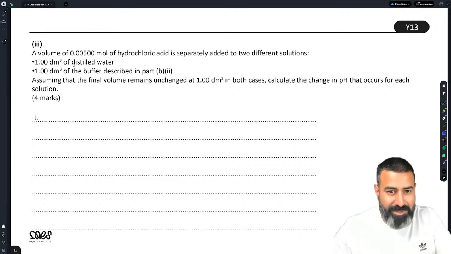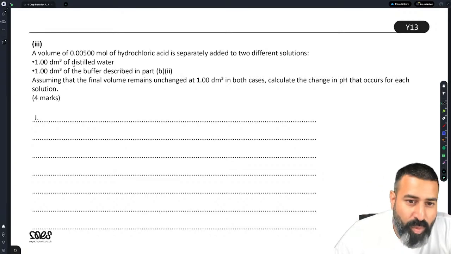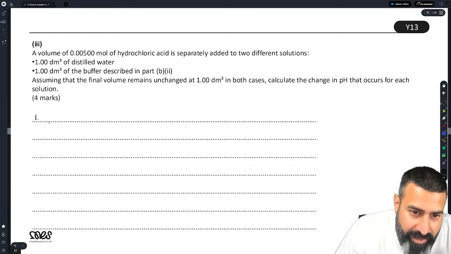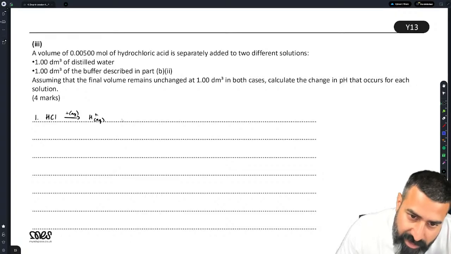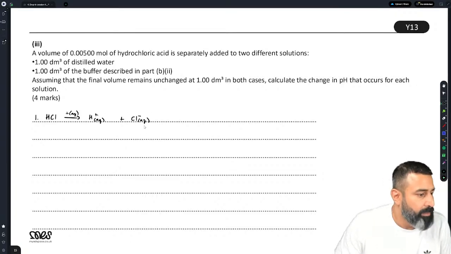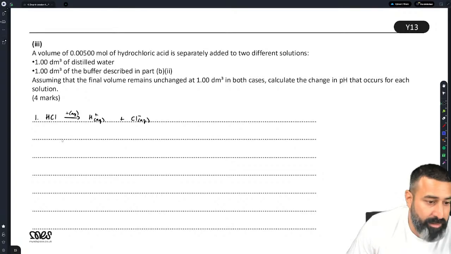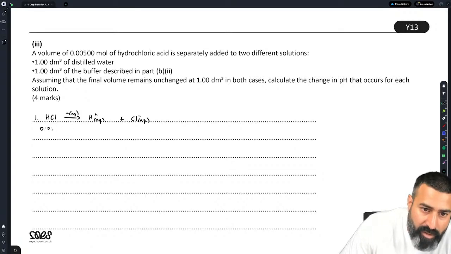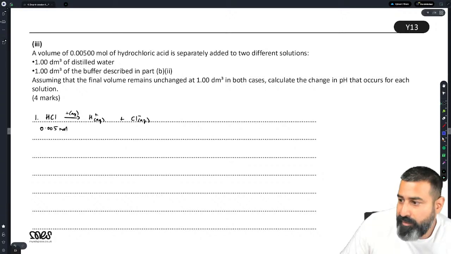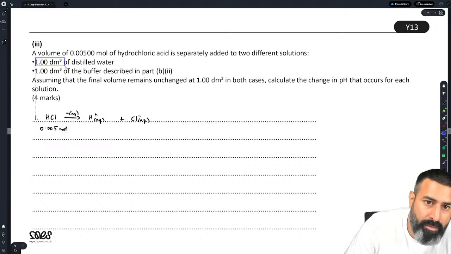You have no clue what to do on this question. Yes, you do. What are we going to do first of all? So I've got HCl. I know it's a strong acid, so it splits up fully into H plus ions and Cl minus ions. So don't need an ice table for this. So I know the number of moles of HCl that I add, and I also know the volume of which I'm adding it to.